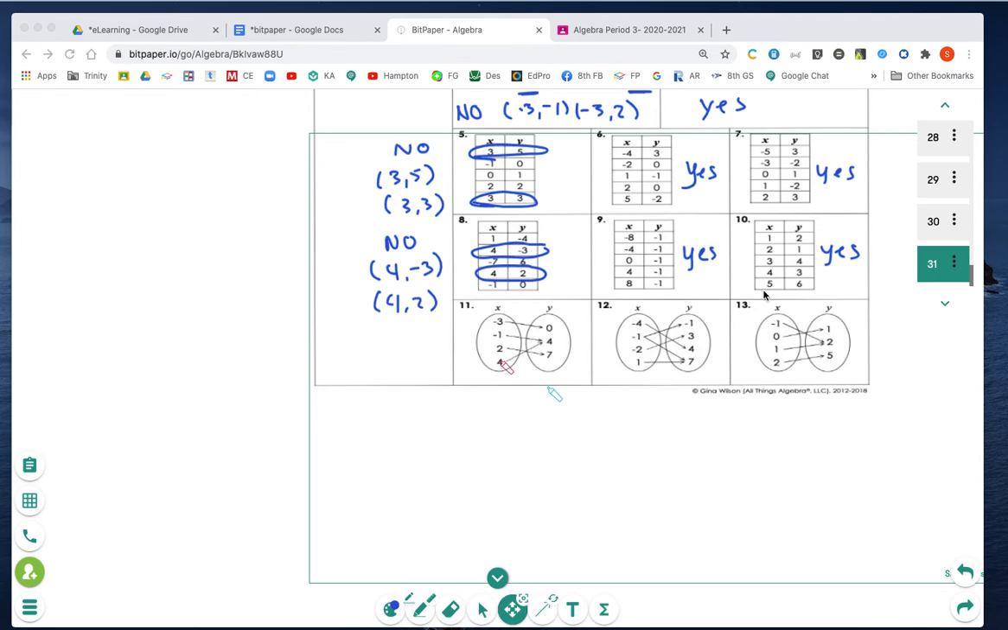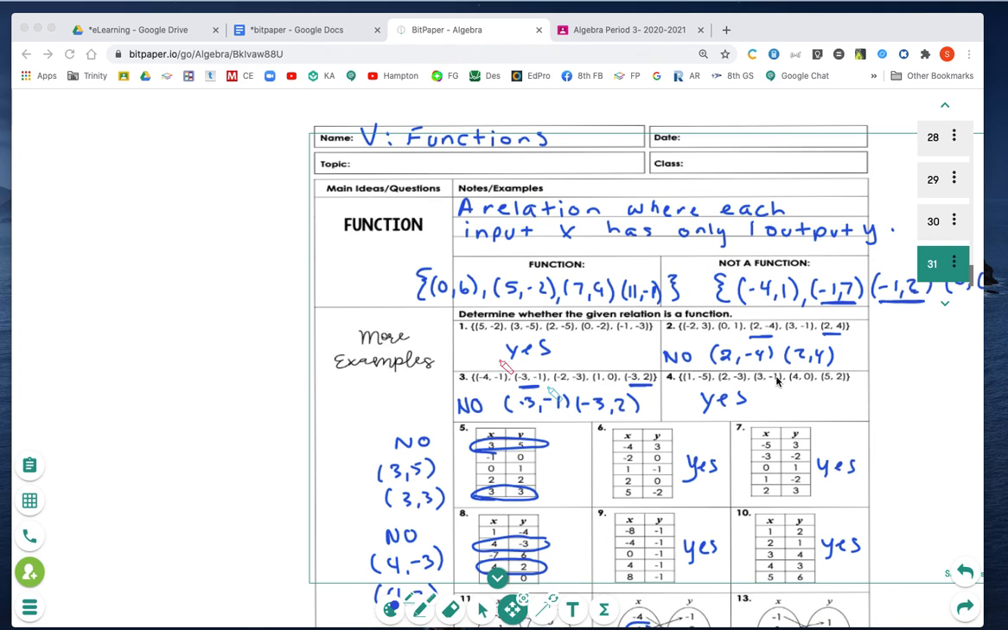Now, for 11, 12, 13, I'm mapping. When I map, all I'm doing is looking for any x that has 2 arrows. So none of the x's here have 2 arrows, so yes, it is a function. Here, I do have 2 arrows. So this -1 makes this not a function because of (-1, -1) and (-1, 7). And then here, no double arrows, so yes, it is a function. And now you know how to determine if a relation is a function.